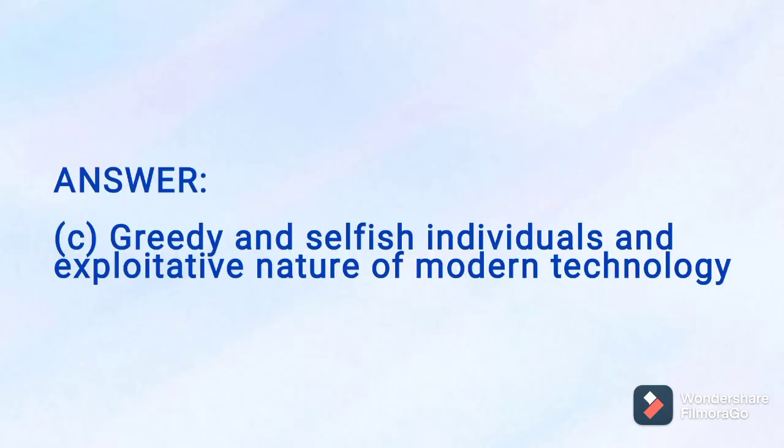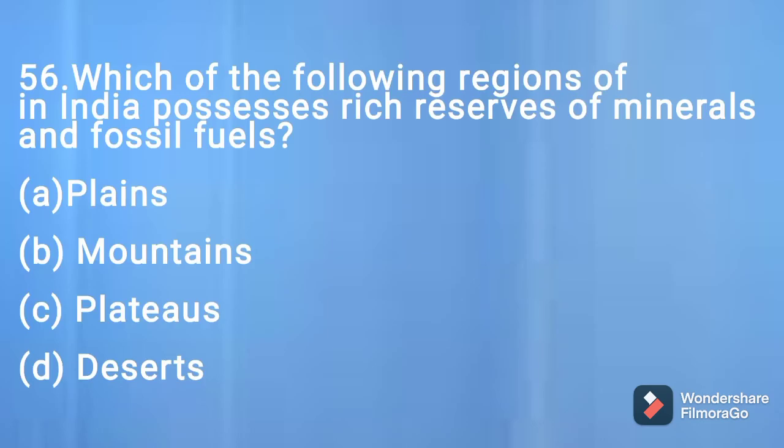And the answer is option C. Greedy and selfish individuals and exploitative nature of modern technology. 56th question. Which of the following regions in India possesses rich reserves of minerals and fossil fuels? Option A. Plains. Option B. Mountains. Option C. Plateaus. Option D. Deserts.